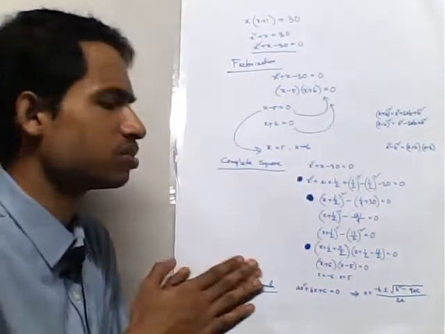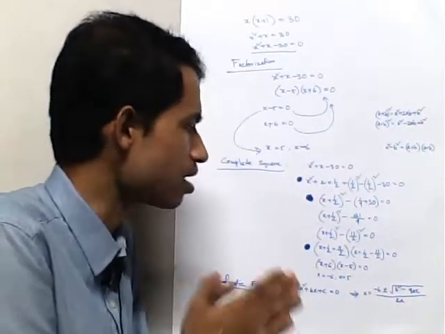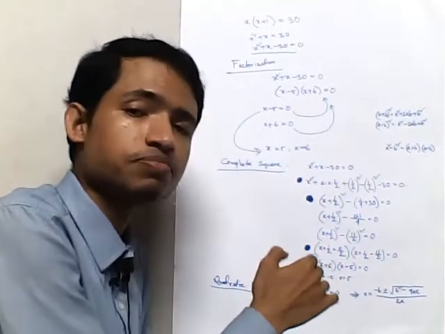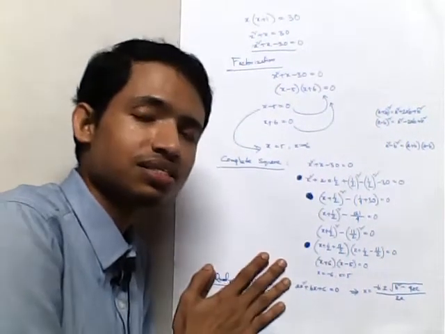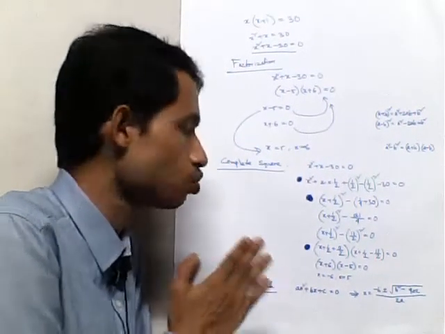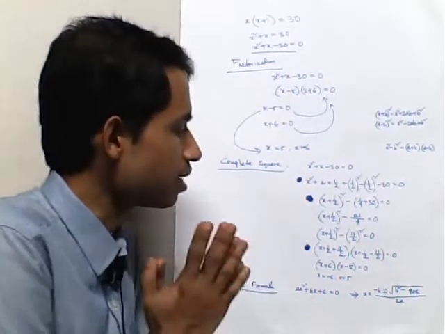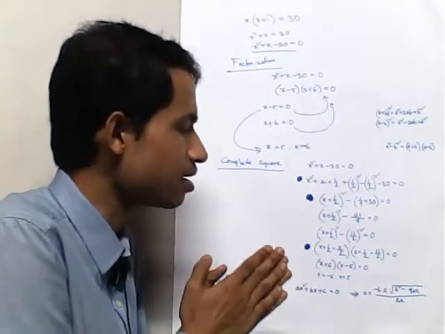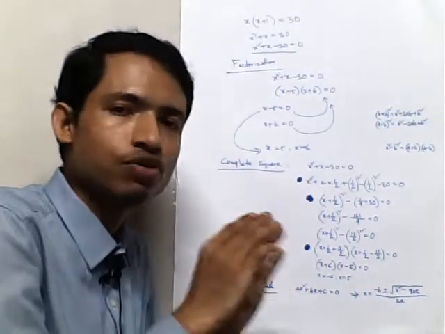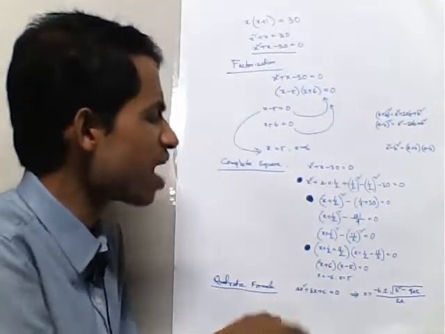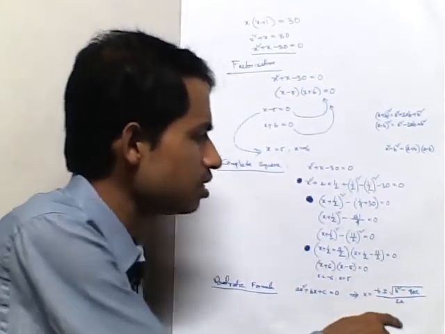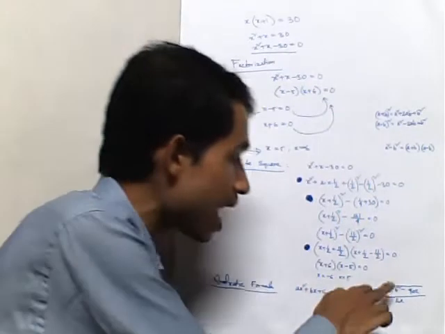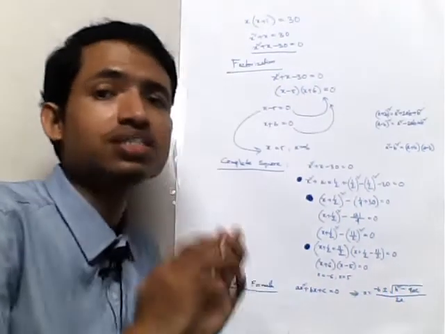There may be circumstances where b square minus 4ac is negative, that means less than 0. In that case, we will not get any real roots. If b square minus 4ac is equal to 0, then we will get two equal real roots. And if b square minus 4ac is greater than 0, then we will get two different real roots. That b square minus 4ac is called the discriminant.